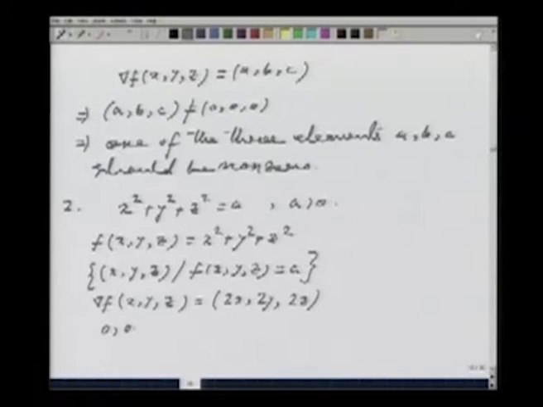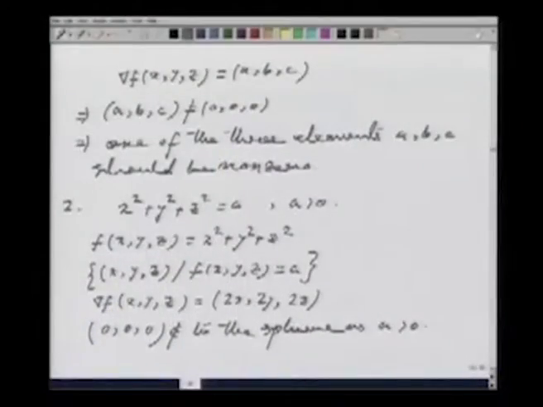Then I am getting the point 0, 0, 0, which fortunately does not belong to the sphere, as a is strictly bigger than 0. Okay. So at every point on the sphere x square plus y square plus z square equal to a, where a is strictly bigger than 0, the gradient is non-zero, because all these quantities cannot be 0 then. So any sphere of any positive radius is always a surface for us according to our definition. Okay.